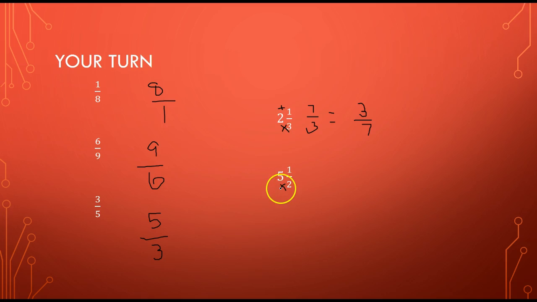Okay, what you should have done was 2 times 5 plus 1, 11 over 2, equals 2 over 11 for the reciprocal. It's that simple.